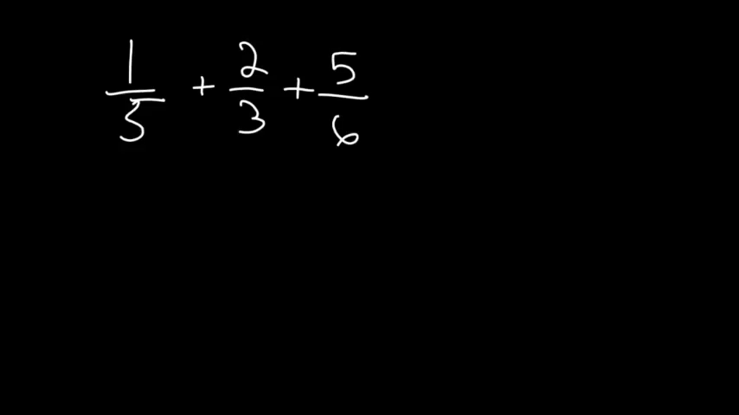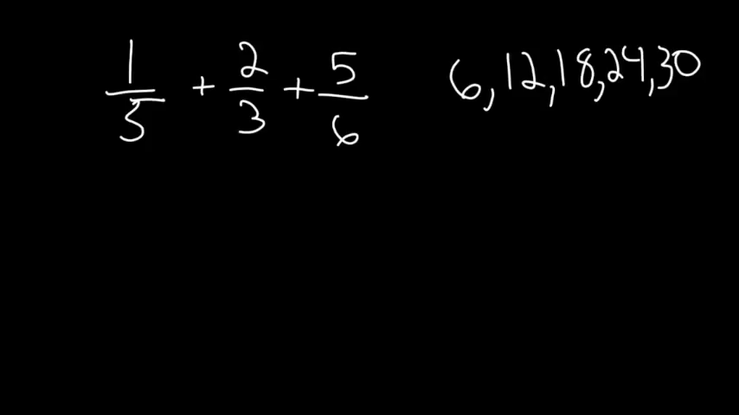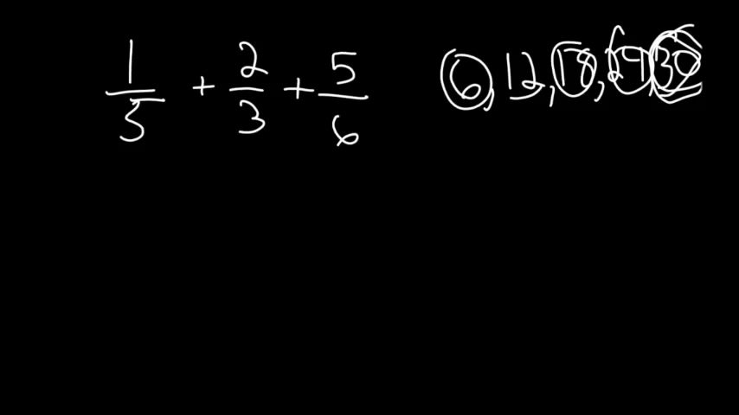Alright, so we got 3 fractions here, 1/5 plus 2/3 plus 5/6. So we have to find the common denominator for all of them. What I like to do is start with my biggest denominator there, 6, and start doing multiples. So 6, 12, 18, 24, 30. Then you look at which ones will go in. 5 will go into 30. 3 will go into 6, 12, 18, 24, and 30. Well, the only one that went into both was the 30.